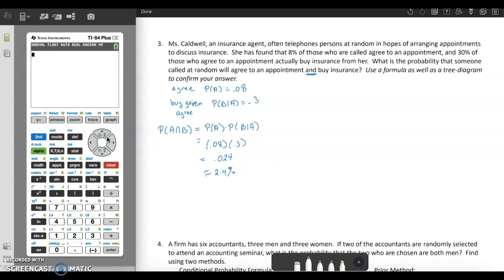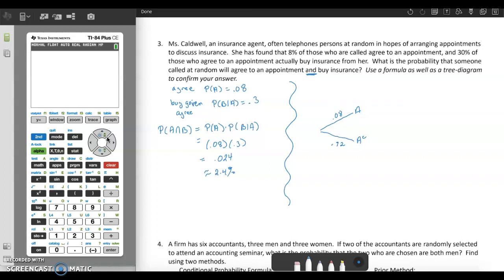Okay, to illustrate this with a tree diagram, our first branches would be agree or not agree, and I'm going to call that A complement. So that would be my first two branches. Since there's an 8% probability that they agree, I'm going to write 0.08 on that branch. And since the complement would have the other probabilities subtracted from 1, 1 minus 0.08 is 0.92, that would lead to the A complement branch.